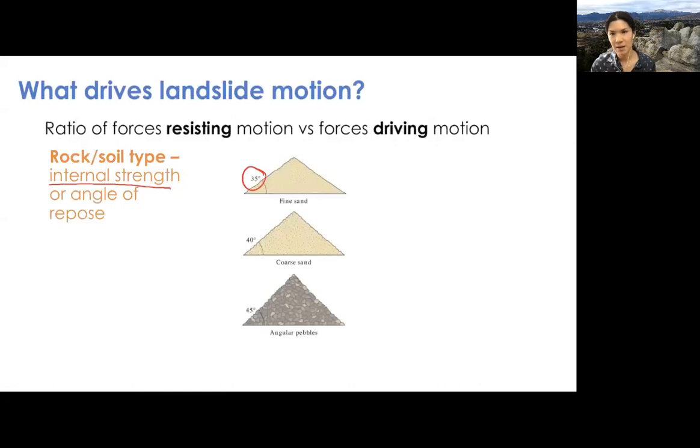From this diagram, we can see how that angle of repose varies. Fine sand will tend to settle at an angle of repose of 35 degrees. Coarser sand has a slightly steeper angle of 40 degrees, and pebbles a bit steeper at 45 degrees. So how does this relate to hill slopes? If you have a hill slope made of fine sand, it can really only stand up to slopes of 35 degrees. Above 35 degrees, the internal strength starts to fail, and so you're more likely to get hill slope failure in that fine sand. However, if you had that same hill slope made of angular pebbles, it could stand up to angles of 45 degrees before the internal strength fails.